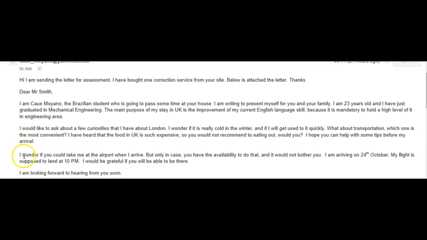And we usually say, I wonder if you could pick me up from the airport when I arrive. But only in case you have the ability to do that and it would not bother you. All right, there are some little problems here. Instead, I would prefer, in general, I would change a few things around this, only if you're really trying to really boost the level here.